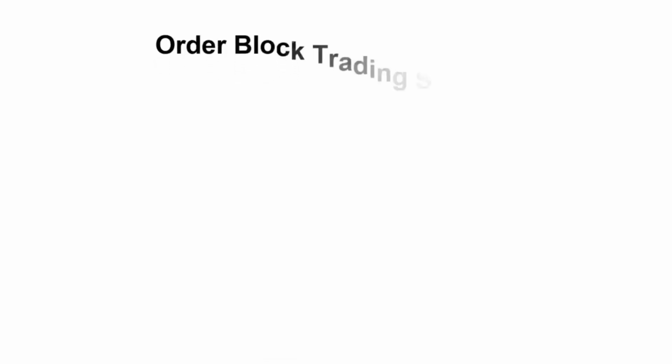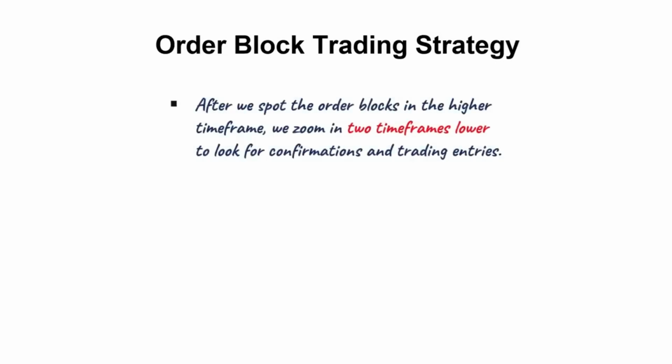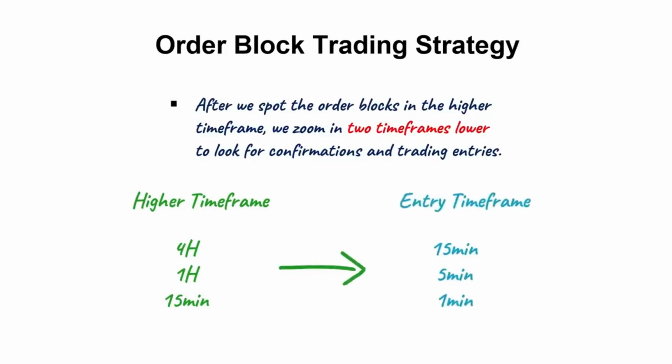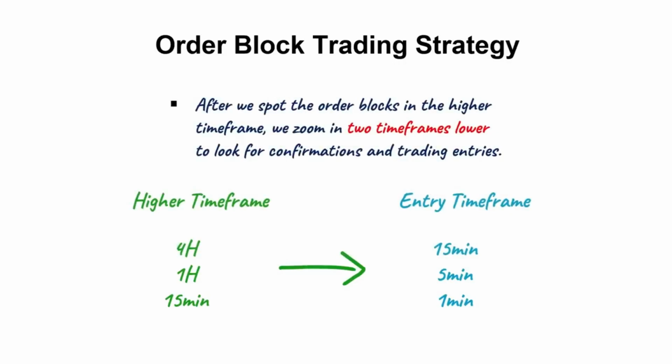The order blocks trading strategy is not limited to any time frames. Still, after we spot the order blocks in the higher time frame, we zoom in two time frames lower to look for confirmations and trading entries. So when we use the 4-hour, 1-hour, and 15-minute charts as our higher time frame, we look for entry reasons in 15 minutes, 5 minutes, and 1 minute, respectively. You could use multiple price action setups as confirmations for trading the order blocks. Here are some of the most common patterns we trade in the market.